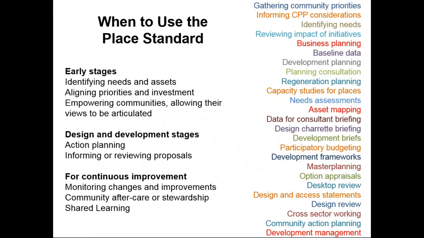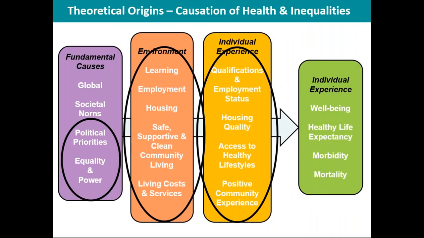Where or when to use the Place Standard: here are examples of it being applied in the early stages of development, the design and development of a new area. But where it's been used most so far is continuous improvement, that's within established communities, to look at how they can make things better within their village, town or parts of their city. So, back to the theory very quickly, you'll see that the dimensions highlighted within the tool deal with those key areas around environment and individual experience.